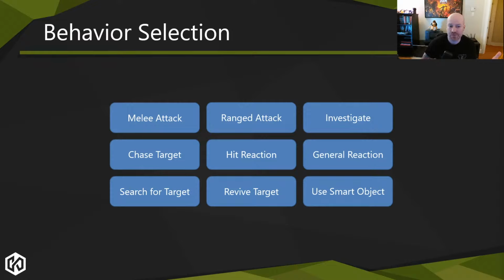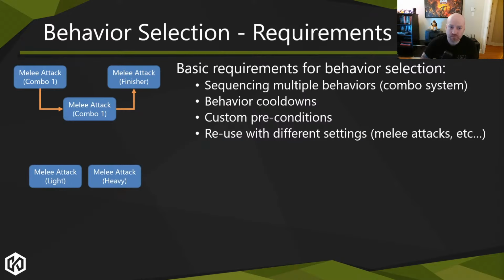So imagine I have a set of behaviors that an AI has. How do I pick what's appropriate? Well, the basic requirements for a behavior selection system, no matter what the case is, and I'm assuming that the condition and precondition stuff you've already handled, is one, being able to sequence multiple behaviors. Having a combo system is a very common thing, especially in melee games. You might want a mechanism that says, if I do melee attack 1, I want to follow it up with another melee attack, and then I want to do a finisher. That's a combo system that I want to build in there. But then if I break out of it, I leave and pick a different behavior.